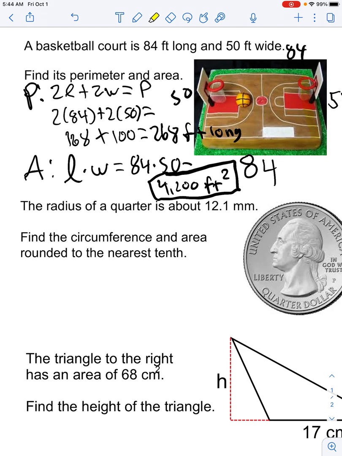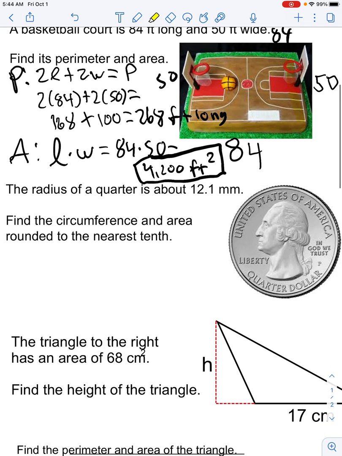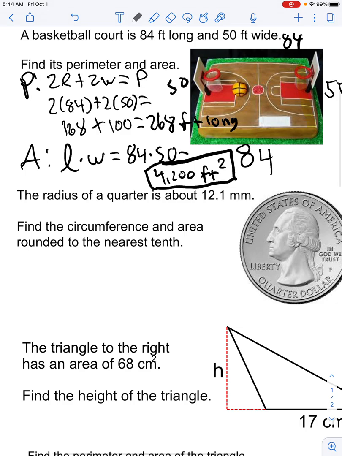Circles are a little bit different. I wouldn't say they're any harder, they're just different. So the radius of a quarter is about 12.1 millimeters. Now remember, radius goes from the outside of my circle all the way to the center. So I'm going to call this the radius, and we're going to say it's 12.1. Find circumference and area rounded to the nearest tenth.